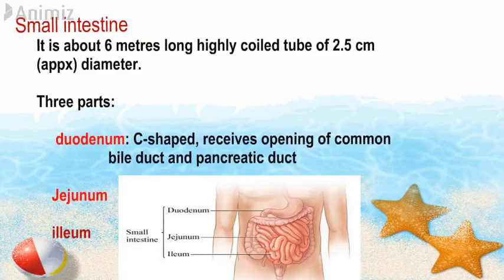Small intestine plays a very important role in the digestive system. It is about 6 meters long, highly coiled tube. It is divided into three different parts: duodenum, jejunum and ileum. Duodenum is C-shaped, where the common opening of bile duct and pancreatic duct is found.